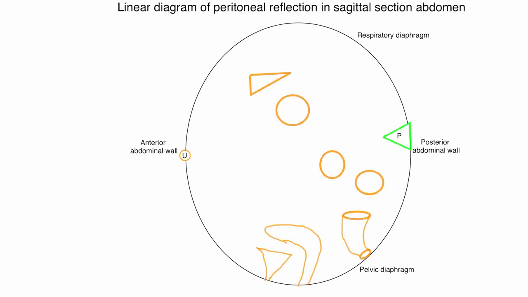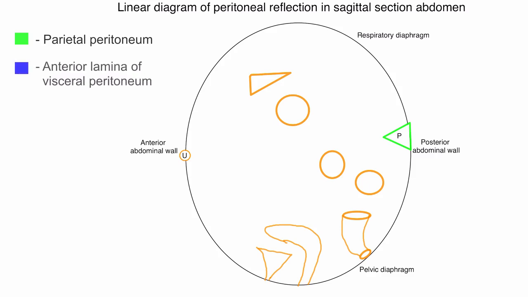Now we will discuss how the peritoneum is reflected on various organs. Before proceeding, we should know the different colors used for the different peritoneum. The green color is used to display the parietal peritoneum. The blue color is used to display the anterior lamina of visceral peritoneum, and red color is used to demonstrate the posterior lamina of visceral peritoneum. Now let us start. The journey starts from the posterior surface of the anterior abdominal wall at the umbilicus.